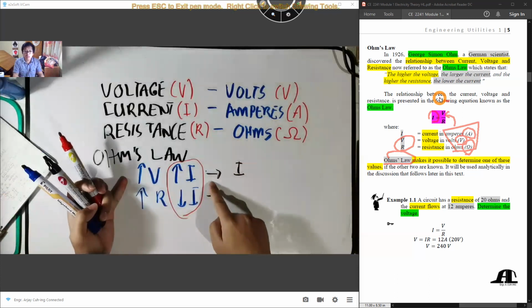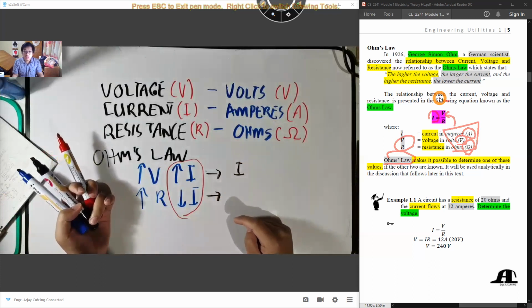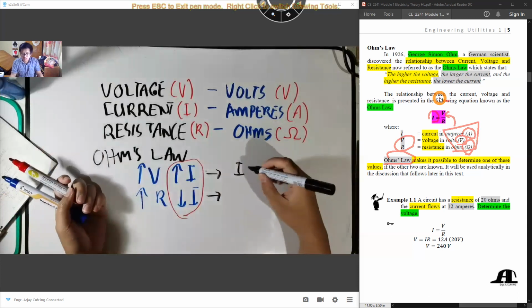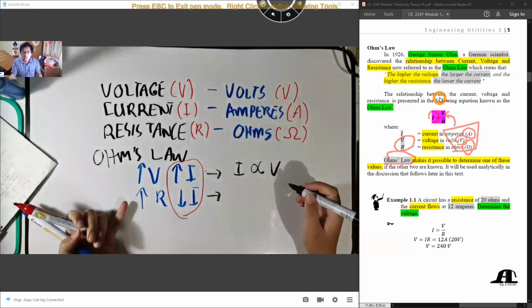So again class, interpret natin yung una. So interpretation natin class na higher voltage equals higher current class. So parang mo na rin sinabi class that current is directly related class to voltage. Okay?